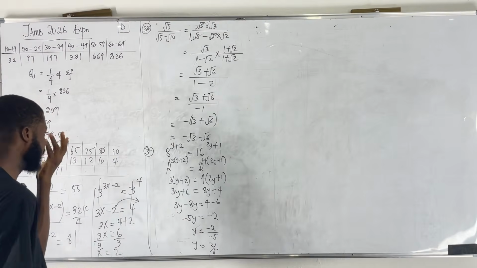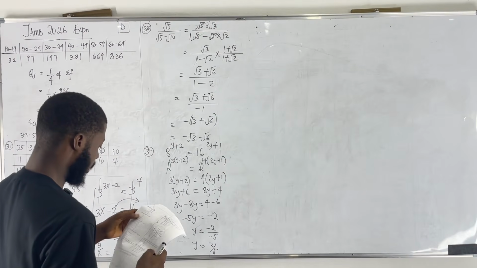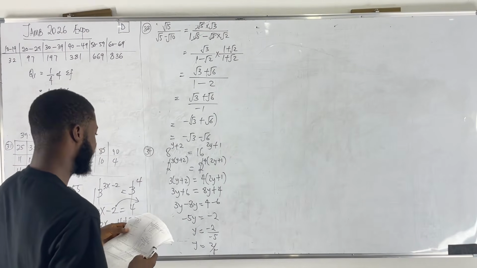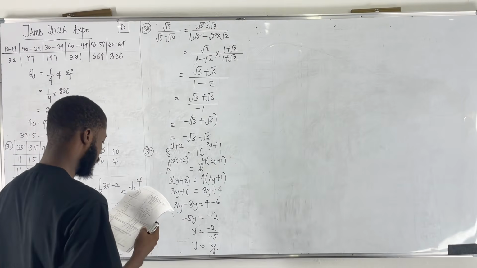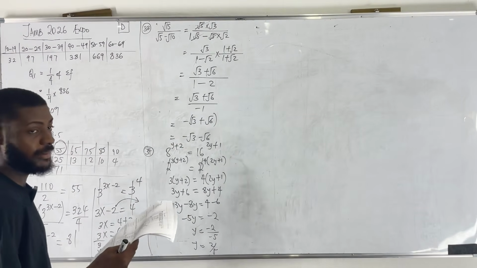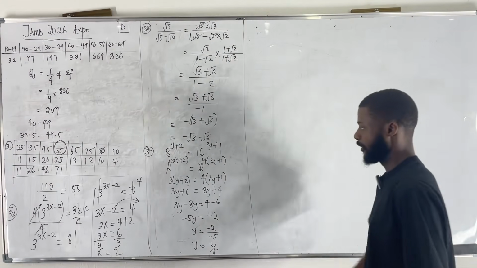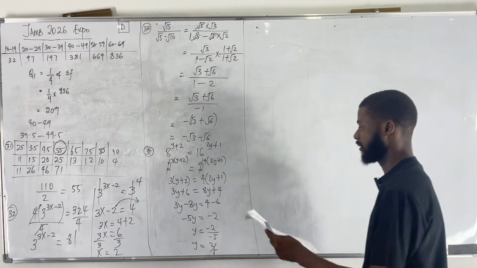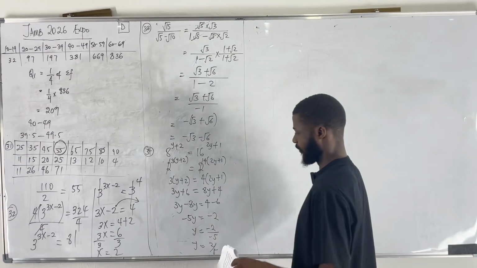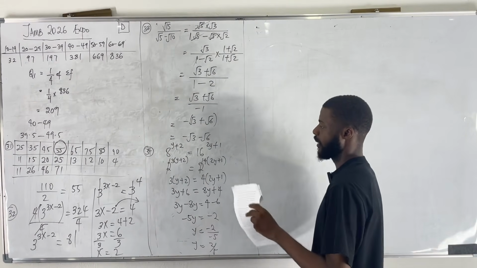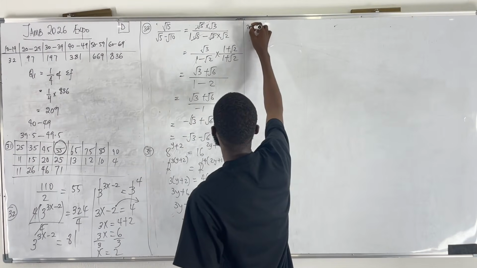I don't know what they did. They didn't type this correctly, but that's sad. The answer is 5 over 2. Maybe something was typed wrongly, but this will be the answer. I don't know why that happens. I'll check the equation again, but this is what we have. So let's move on to question 35.